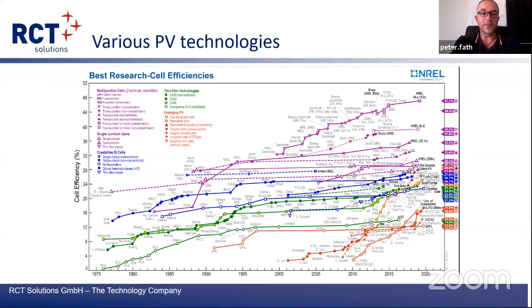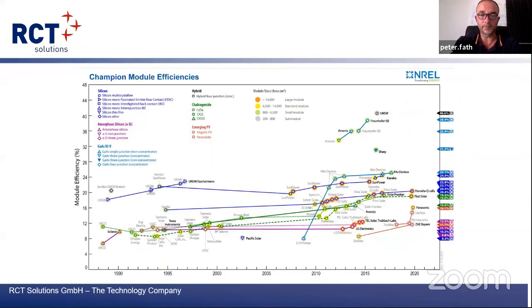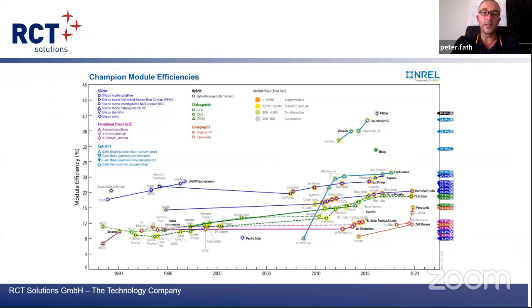So here you see some statistics for people who like statistics. Here you see the latest efficiency numbers and record efficiencies. So currently we are going above 26% efficiency for crystalline silicon. And you can even scratch more by concentrator photovoltaics. Next, please. Champion module efficiencies, also the module. In the module, we are losing a little bit. Next, please.